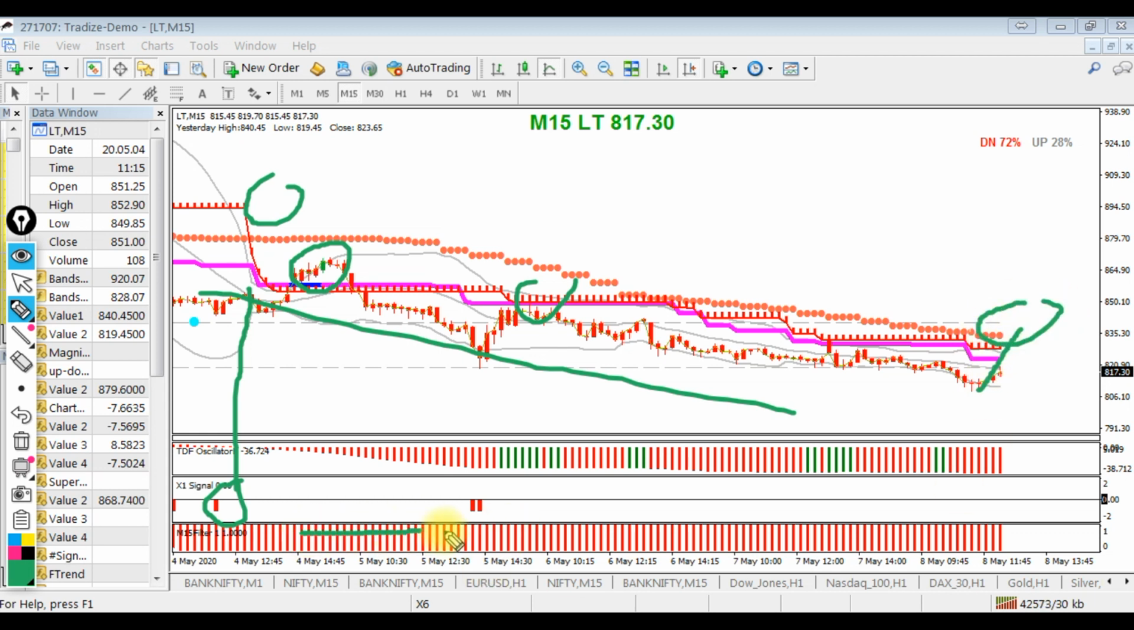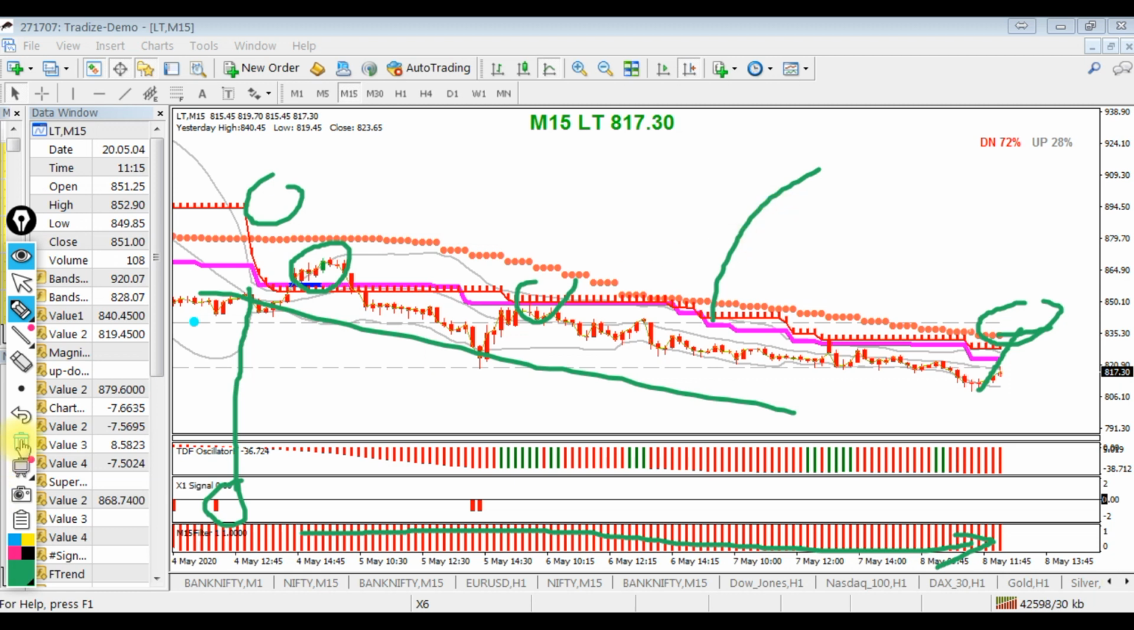You can see the filter is continuously red here. Filter is a sensitive indicator. Even the filter is not becoming green. That means there is a lot of selling pressure in LNT. So if you get any pullback up to 835 levels, that will be a very good level to short. The higher time frame indicator is matching in this one. There is no problem in this one. This chart is extremely bearish.